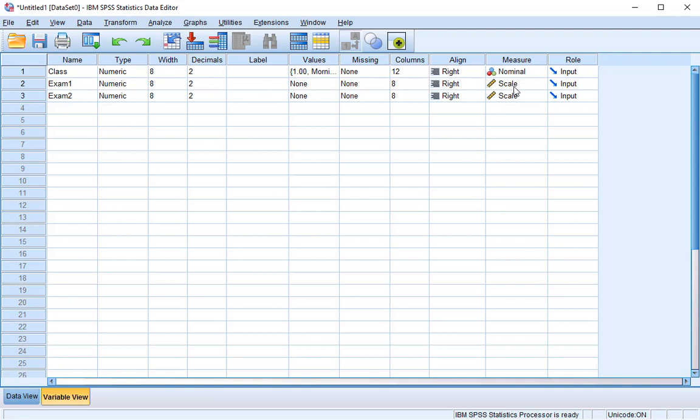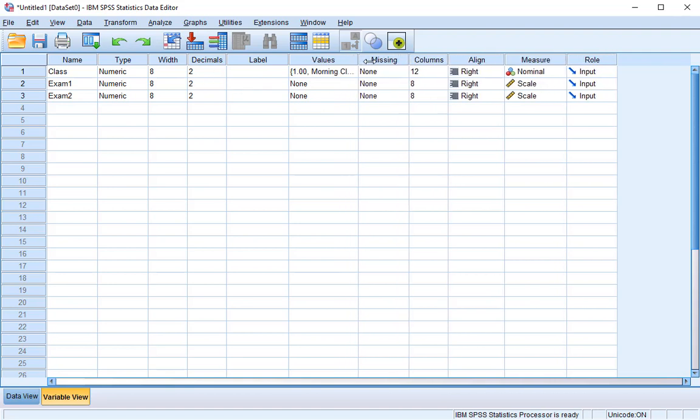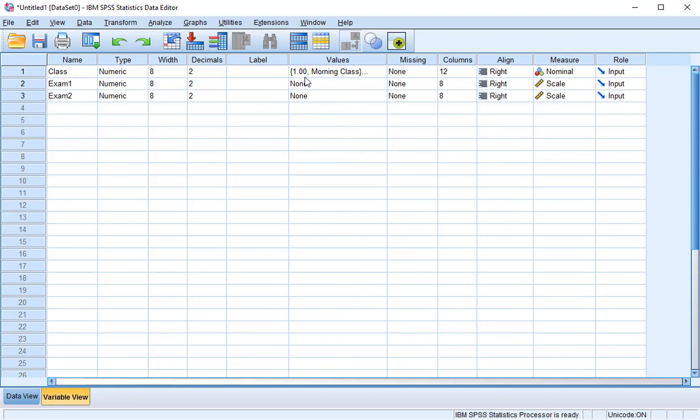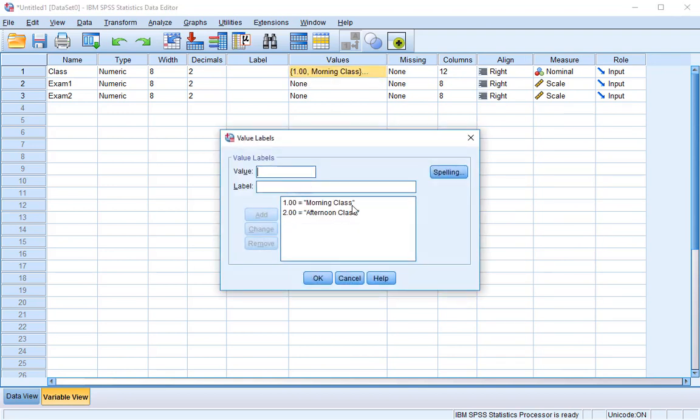Whereas the scale measure actually tells us that a 1 does equal a 1. It means 1 of something. And a 10 equals 10 of something. That is how we can tell the difference between the two. You'll also notice that class has something under values. We see 1.00, comma, morning class. If we click on that, we see 1 is morning class, 2 is afternoon class. I've gone ahead and coded the variables ahead of time, but this is just a recap. If you want to know more about this, you could check out our Introduction to SPSS workshop.